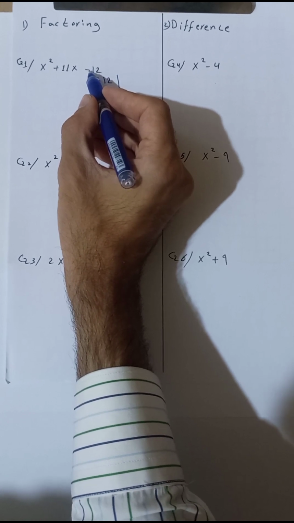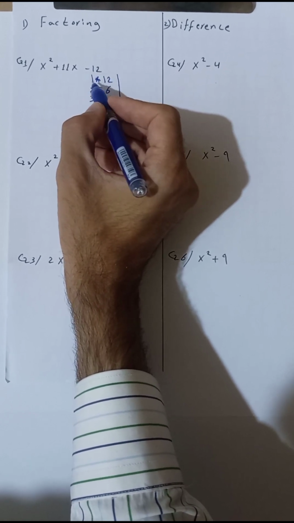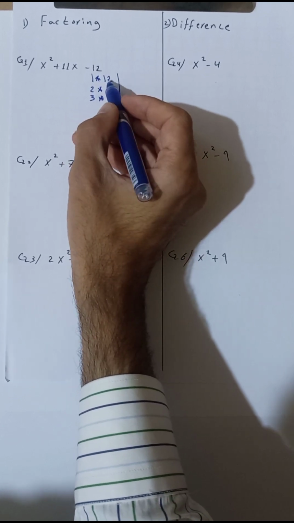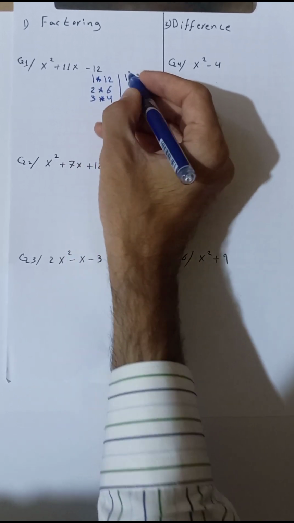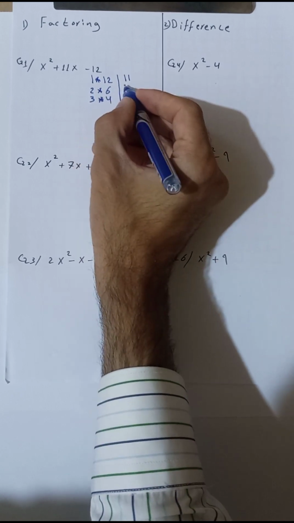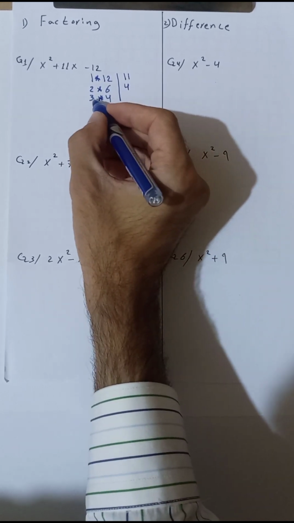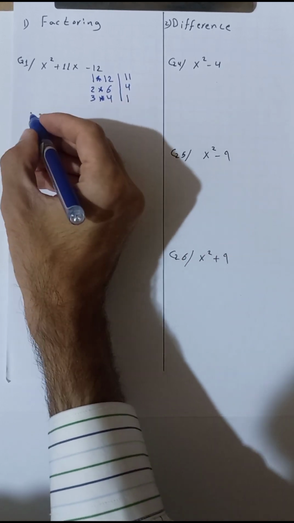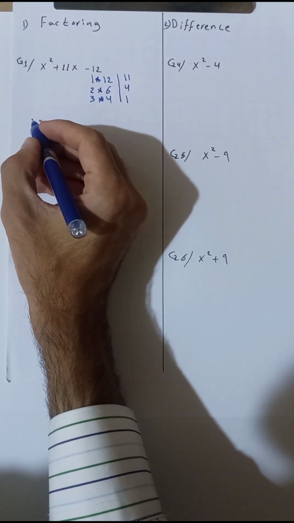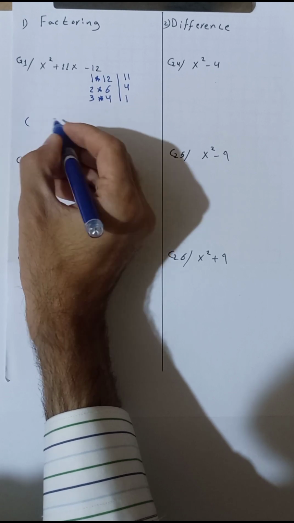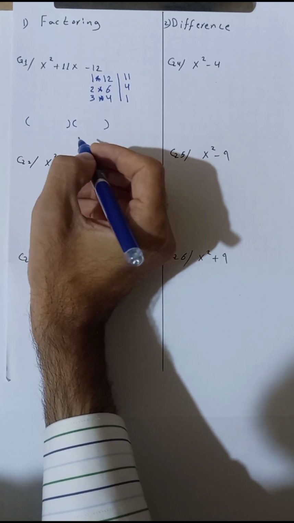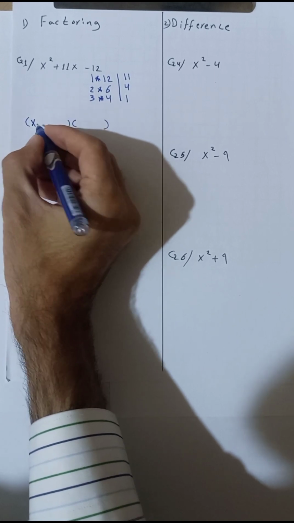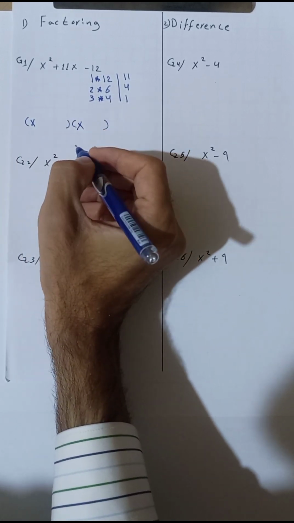12's sign is minus, so we're gonna subtract both numbers. 12 minus 1, 11. 6 minus 2, 4. 4 minus 3, 1. We're gonna open up two parentheses. We're gonna split x squared, x times x here and here.